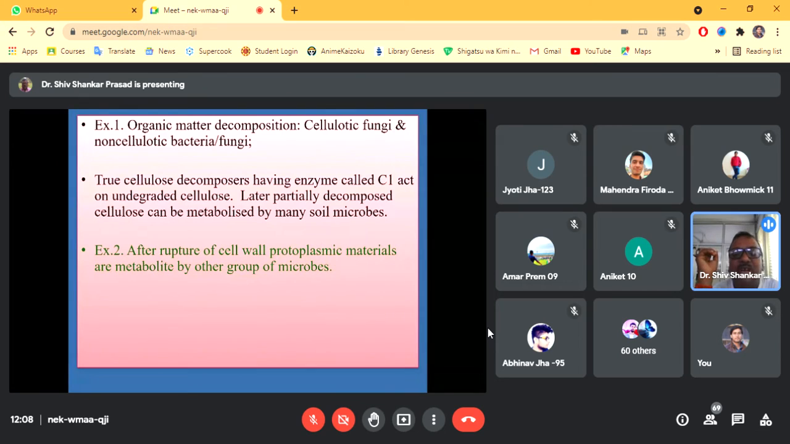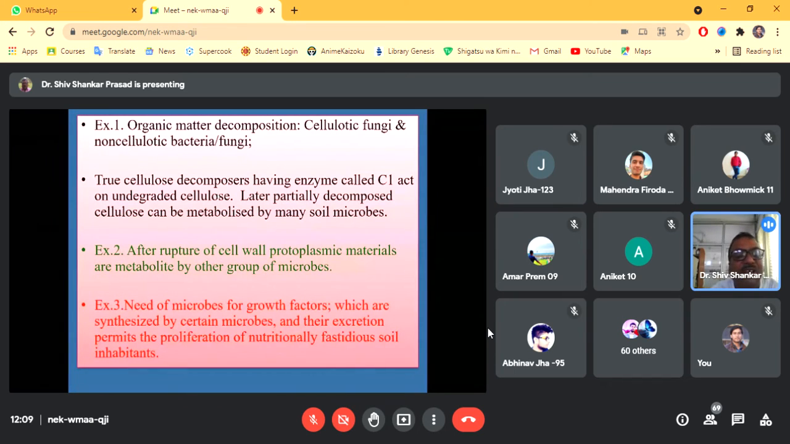After rupture of cell wall, protoplasmic materials are metabolized by another group of microbes. Okay, so cell walls are ruptured by one group of microbes for their food. The protoplasmic materials which come out from the cells are acted on by another group of microbes. Okay.